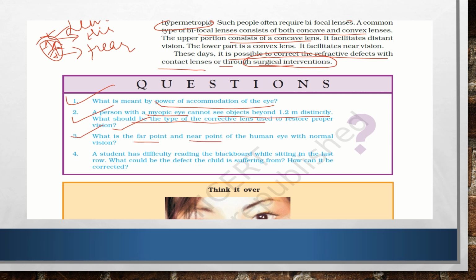What are the far point and near point? We know that the minimum distance beyond which a person cannot see clearly is 25 centimeters. It is the near point, and the far point, up to infinity, is the farthest thing it can see. Now the fourth question is, a student has difficulty reading the blackboard while sitting in the last row. What could be the defect the child is suffering from and how can it be corrected? These are all answers you should be able to write, because I have made each and everything very clear for you. So please do answer these questions.